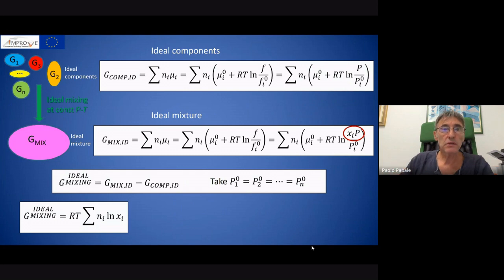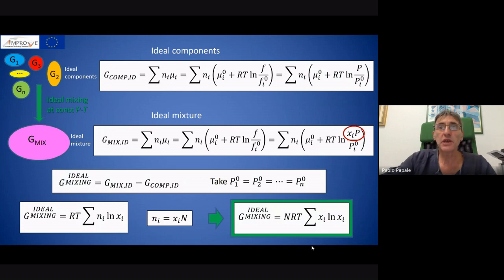For each term in the summation, that is, for each component in the mixture, we can further replace the number of moles with the total number of moles constituting the mixture times the mole fraction of the component. We finally obtain the general expression for the Gibbs energy of ideal mixing. As expected, it is only a function of temperature. Therefore, it gives rise to an entropy of ideal mixing, while there is nothing such as a volume of ideal mixing, because this term becomes 0 upon partial derivation in pressure.